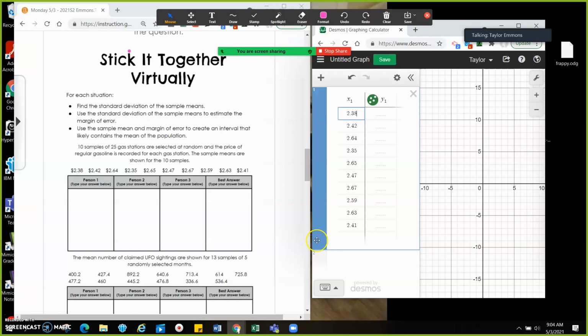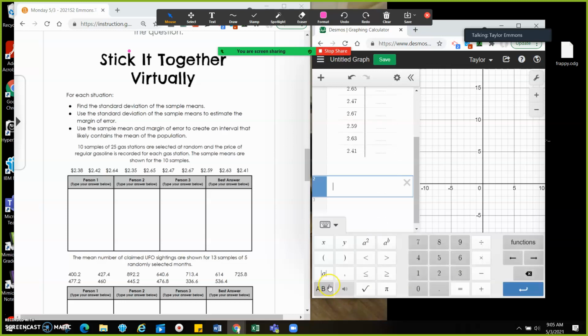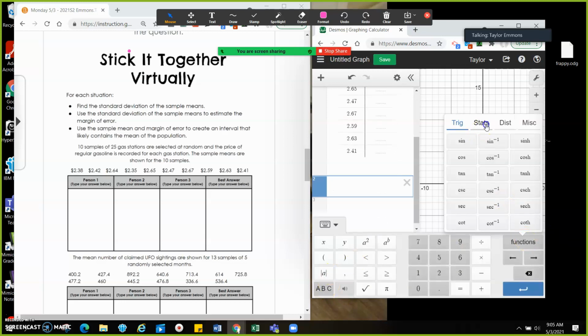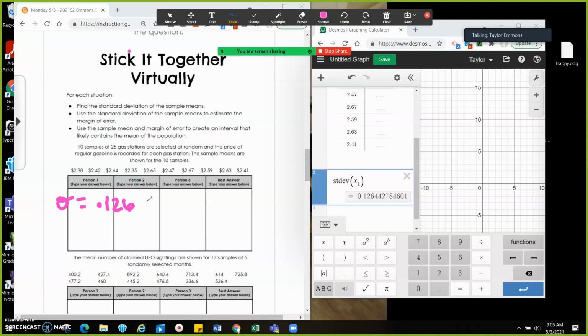Okay. So now that you have that, what you're going to do is come down to the next little line. And you're going to hit this keyboard. And we're first going to find the standard deviation. Okay, so we're going to go functions, stat, standard deviation. And then we're going to type the name of this list. So that's going to be x sub 1. And so our standard deviation is going to be 0.126, or you could just say 0.13.